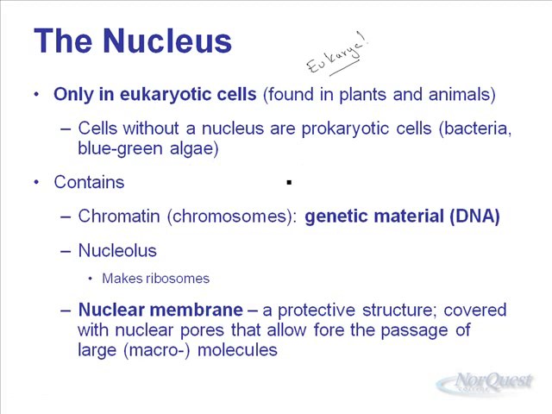The purpose of the nucleus is it contains our genetic material, our DNA, also called chromatin. The other thing in there is the nucleolus. It's responsible for making ribosomes. And the nuclear membrane is a protective structure. Our genetic material, or a cell's genetic material, is probably the most important thing it has. It's the most important substance in a cell.